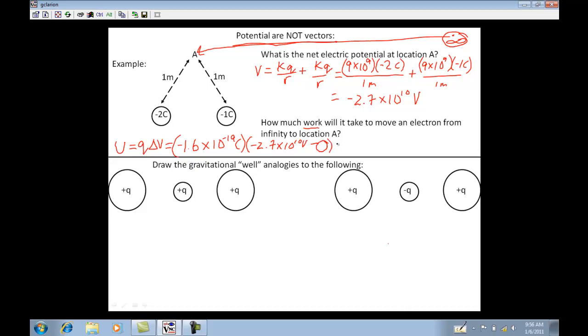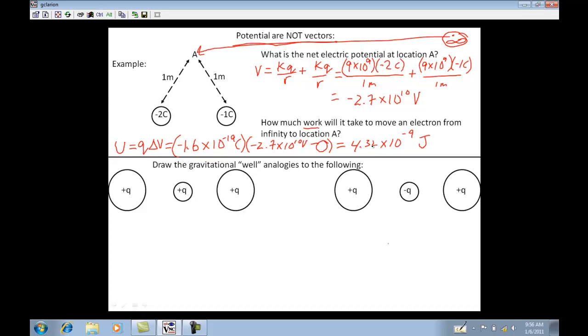So I would get the amount of work that it would take to do that as what value? What are you guys getting when you plug that in? Calculations, please. Someone get that for me. 4.32 times 10 to the what now? Negative 9th. And that's going to be in what units? Good, that's going to be in joules.